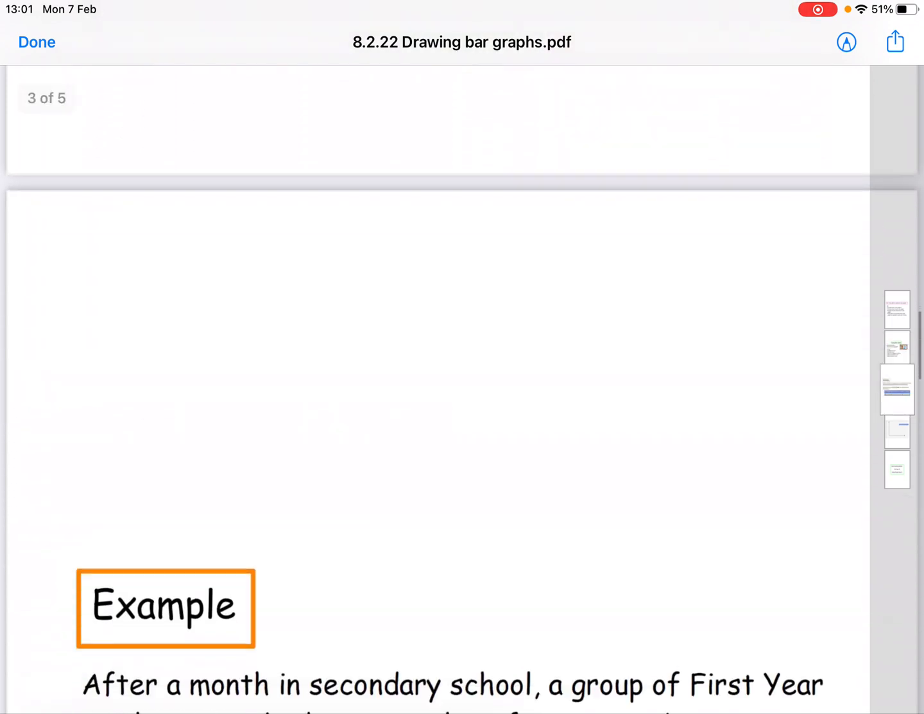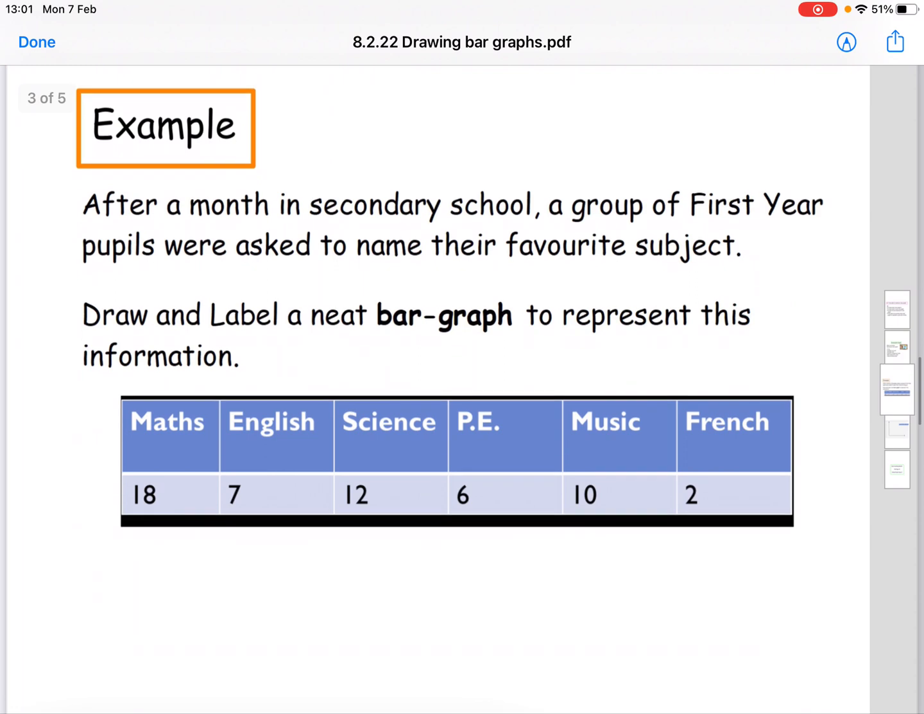So I'm going to do an example with you just now of drawing out a bar graph and talk you through the process. I'm sure a lot of you will have done this before, but I just want to take you through one example. So here we have, after a month in secondary school, a group of first year pupils were asked to name their favourite subject. And we've got our information in a little table down here. We're going to draw and label a neat bar graph to represent this information. So we've got maths, English, science, PE, music and French. And we've got how many pupils said that each one was their favourite.